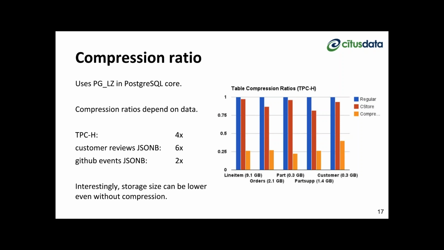But for the TPC-H, which is this analytical benchmark, which also lets you generate a somewhat random data set of any given size, we see about a 4x, so about a 75% reduction in storage space. And interestingly, even if you do not use compression, with C-store you tend to get some reduction in storage space just because the ORC format is very compact.